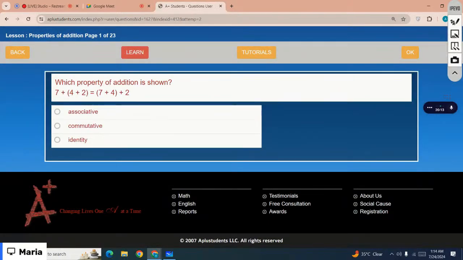Which property of addition is shown? Associative, commutative, identity. That is the associative property, right? On both sides, the numbers are exactly the same. Just the order of addition is different. So that is the associative property.